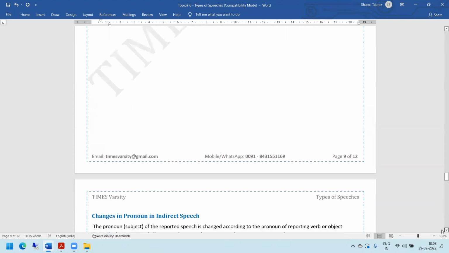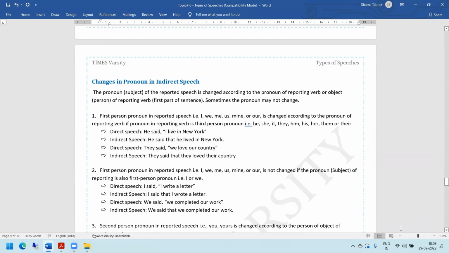And for some changes in pronoun in indirect speech, the pronoun which is the subject of the reported speech is changed according to the pronoun of the reporting verb or the object of the reporting verb. Sometimes the pronoun may not change. First person pronouns in a reported speech are I and we. Similarly, me, us, mine, right?